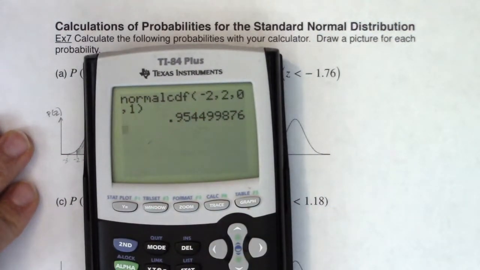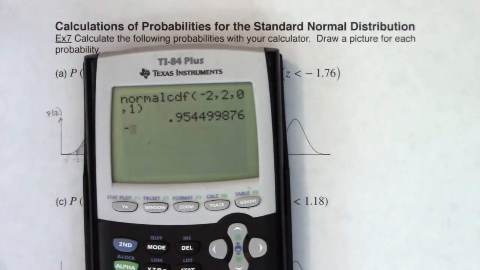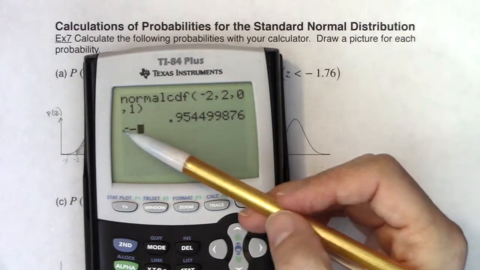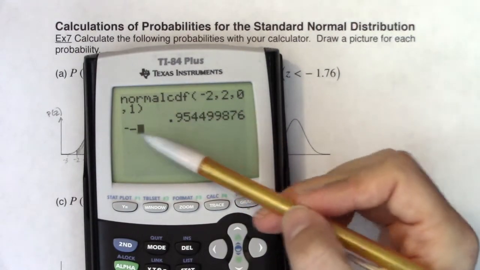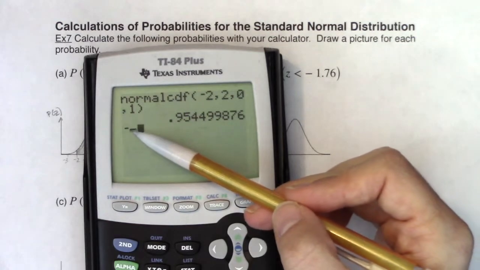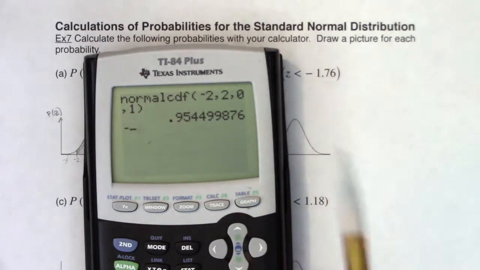So here I'm going to push the negative symbol, the one that I did up here. All right. And now I'm going to push the subtraction symbol. So let's just compare and contrast. You can see the negative symbol is a little bit smaller and a little bit higher up, right? And the subtraction symbol is a little bit longer and it's towards the middle.